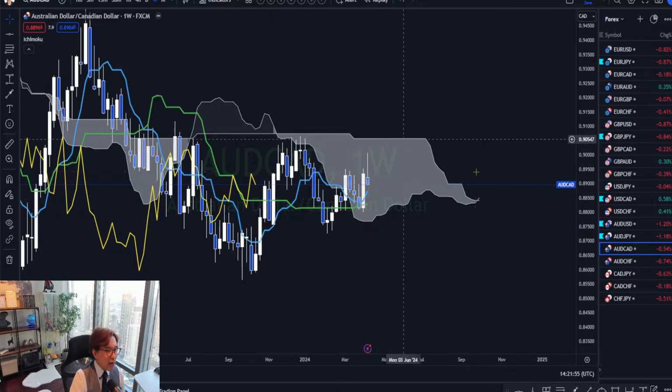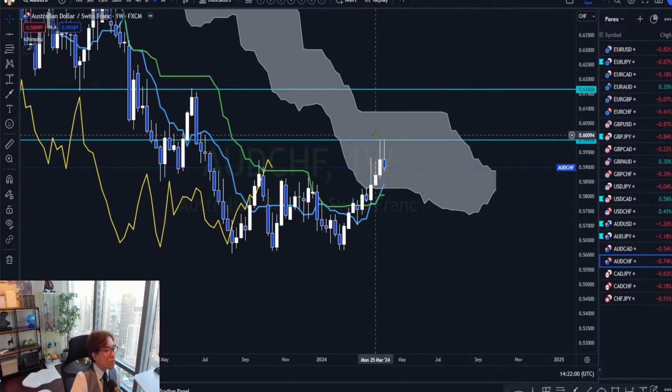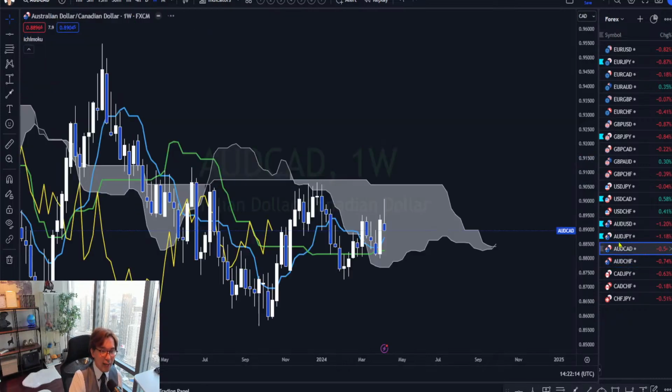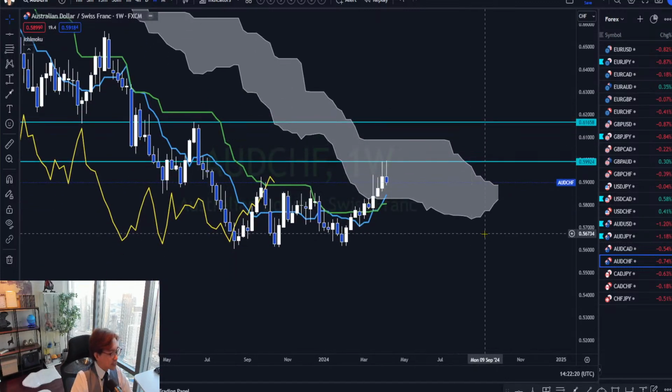Okay, so next one is AUD Swiss franc. This market is also within the Kumo first of all, so the market can be very choppy and suddenly it may retrace. And there's a resistance level of 0.5992, but it may be a fake breakout, just like what we saw on AUD CAD. So AUD Swiss franc may not be the best pair to trade so far.